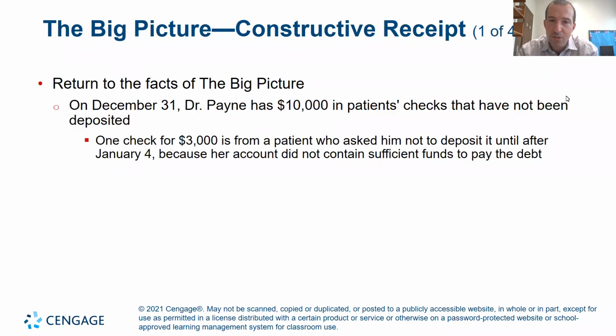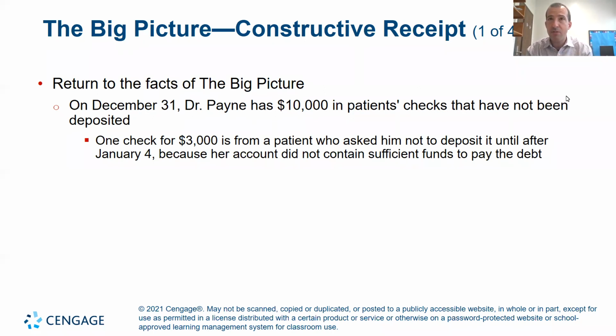But if we change those examples and we said Dr. Payne has $10,000 of patient checks on December 31st, but chooses not to deposit those checks, that would be a constructive receipt. And under the cash method of accounting, the tax basis measure of accounting, that $10,000 would be included as income because that's a constructive receipt.